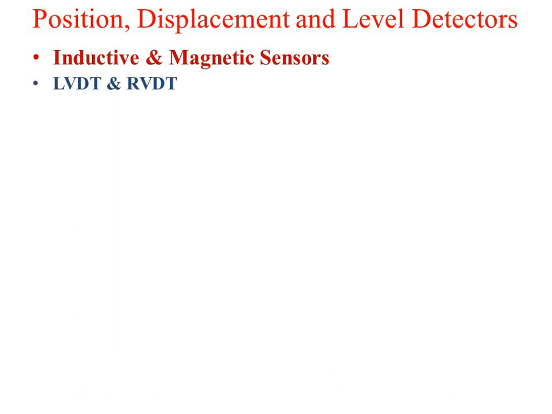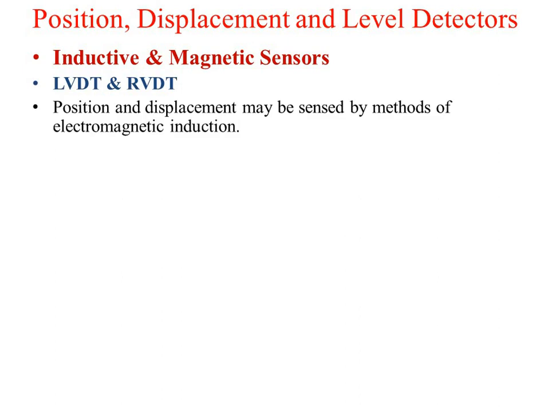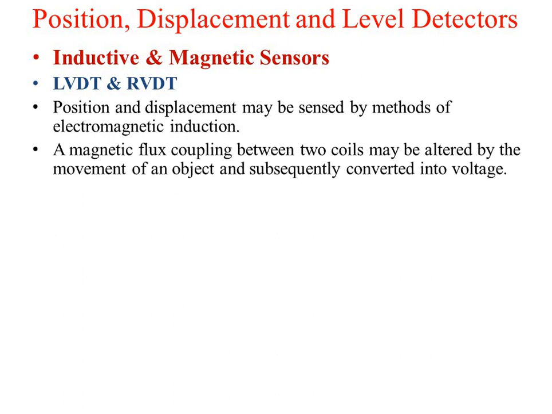So the first one is LVDT and RVDT. If you want to measure position or displacement sensed by the method of electromagnetic induction, LVDT and RVDT are the most favorable sensors used for measurement of linear displacement or angular displacement. The magnetic flux is coupled between the two coils. We know the principle of the transformer: when one coil has a current, because of self inductance and mutual inductance, it will generate flux in the other one, and that will induce a voltage at the other end also.